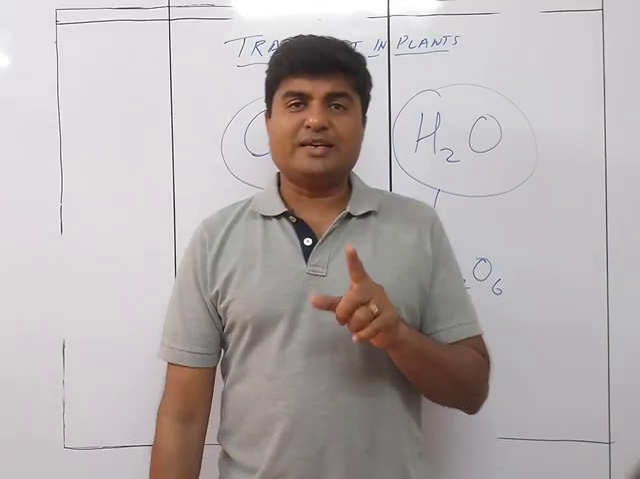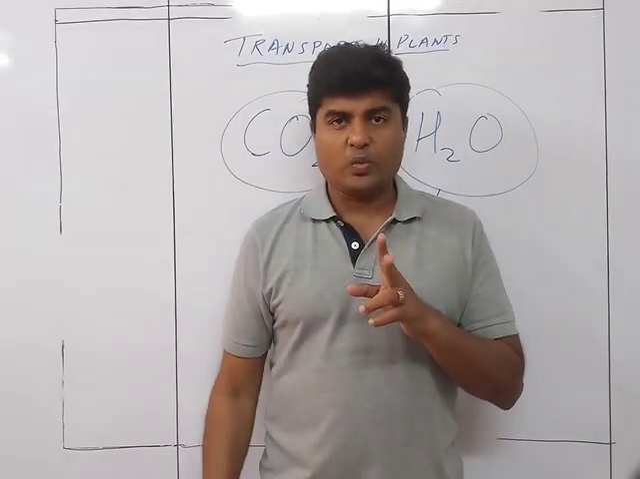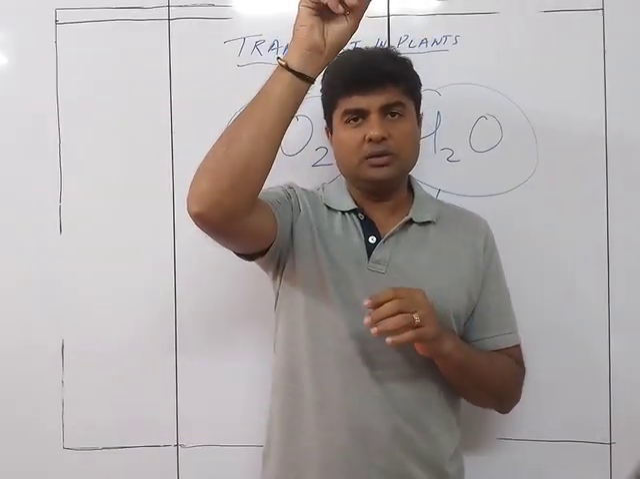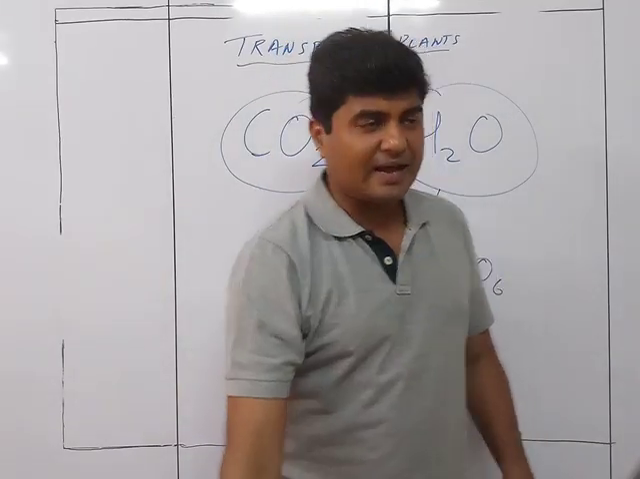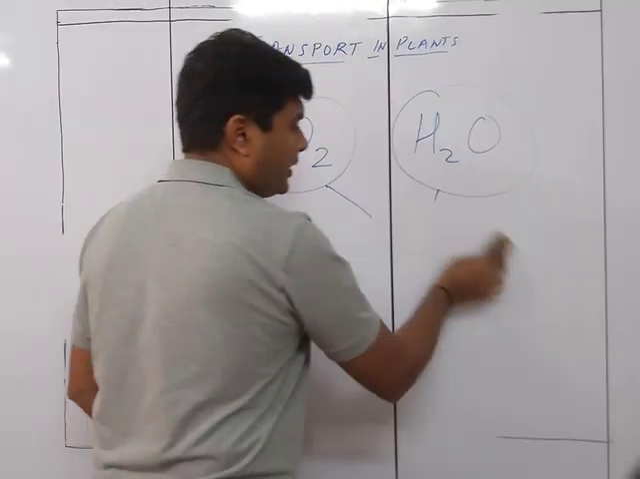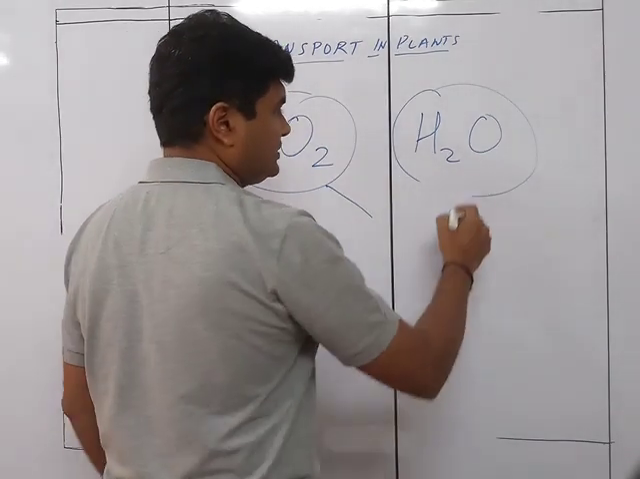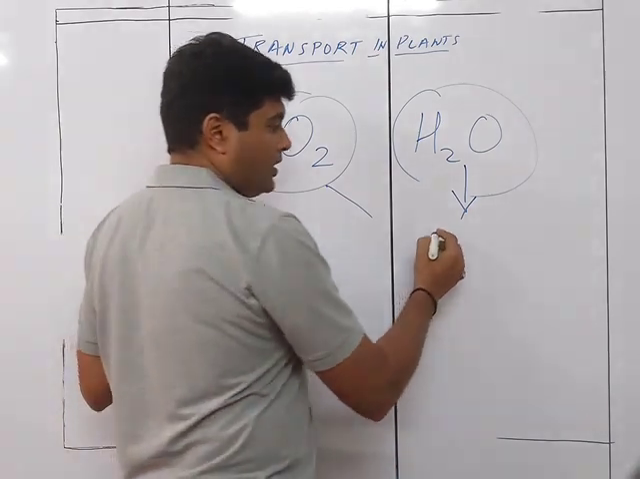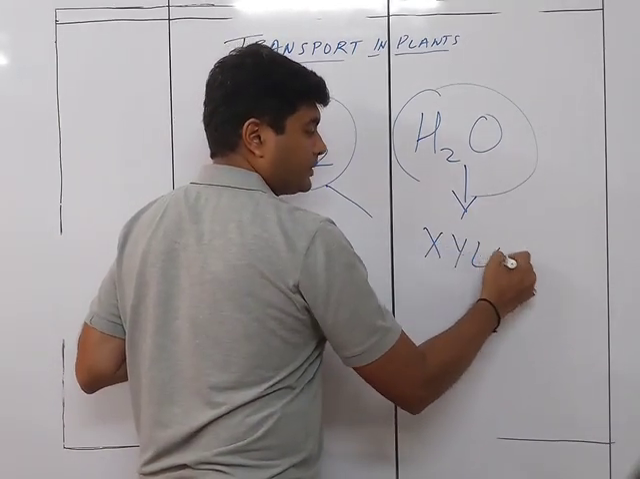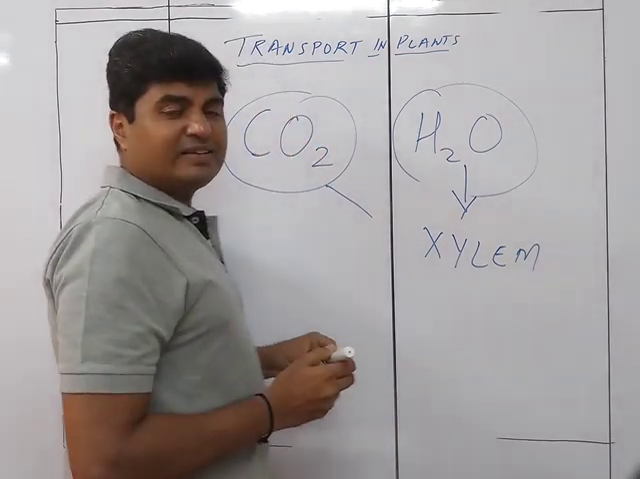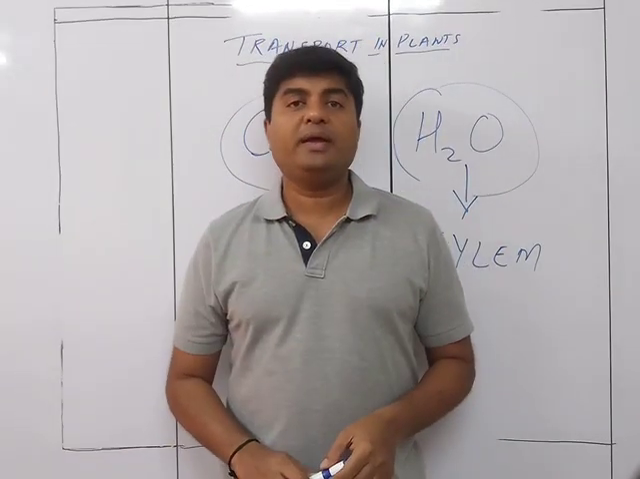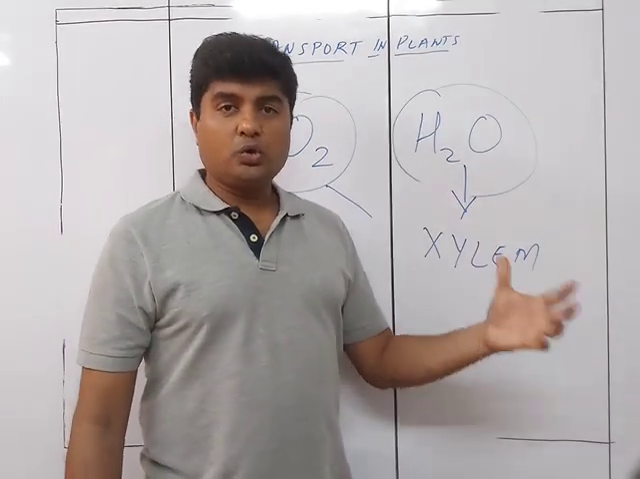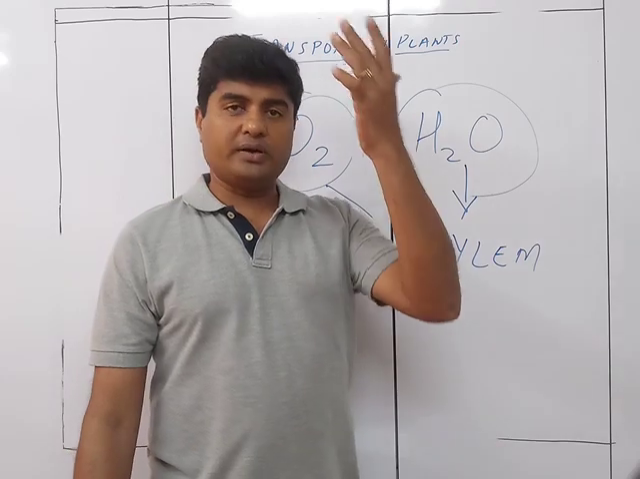Now transportation in plants, as I said, is going to be of two things. One is the water with the minerals coming from the roots going up to the upper part of the plant. The water moves upwards in a tubular vessel called the xylem. So xylem vessels are the ones that help the plant take in water and transport it to the upper parts of the plant.